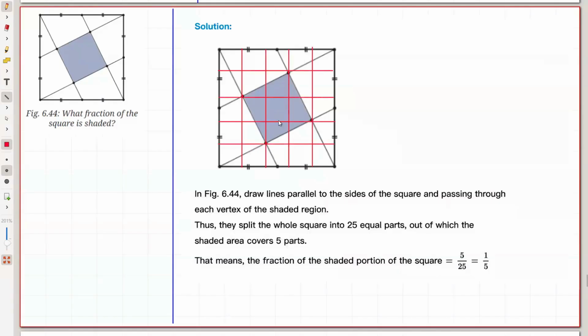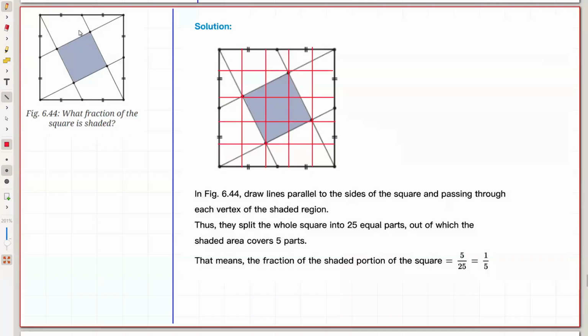Now this is looking like a graph. From this graph, I can easily find out how much portion is shaded. Now the big square is divided into 1, 2, 3, 4, 5 rows and 5 columns. So 5 fives are 25 small squares we have.